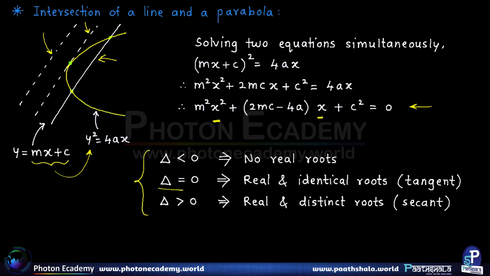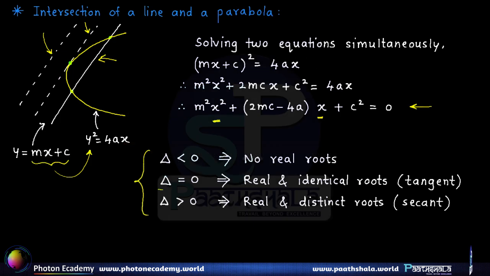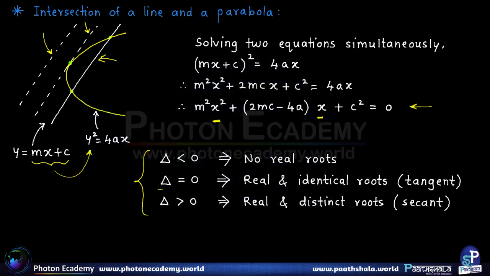If the discriminant turns out to be 0, then the roots are real and equal, so the line is a tangent to the parabola. Whereas if the discriminant is strictly positive, then the roots are real and distinct, so the line and the parabola have two different points in common, which means the line is a secant. That is how we come to know the configuration of a line with respect to a parabola.